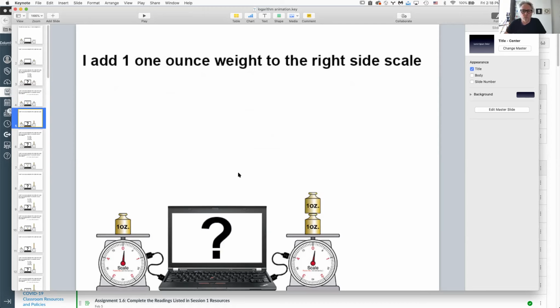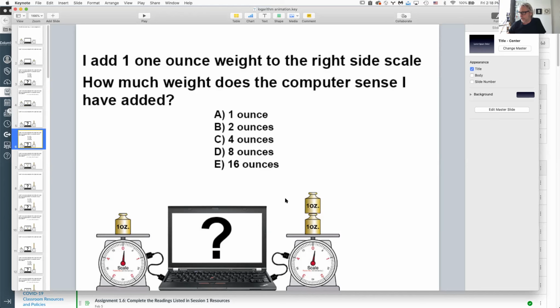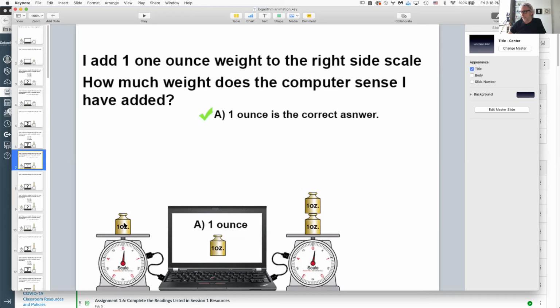I add another 1 ounce. Now, the computer knows that there's more weight on this side. That's not what the question is. The question is, does the computer think that what I added here was the same weight that we started with in the beginning? It knows there's more weight on this side, but the question is whether what I added here is the same as what I started with over here. And yes, the computer knows that that's exactly what happened.